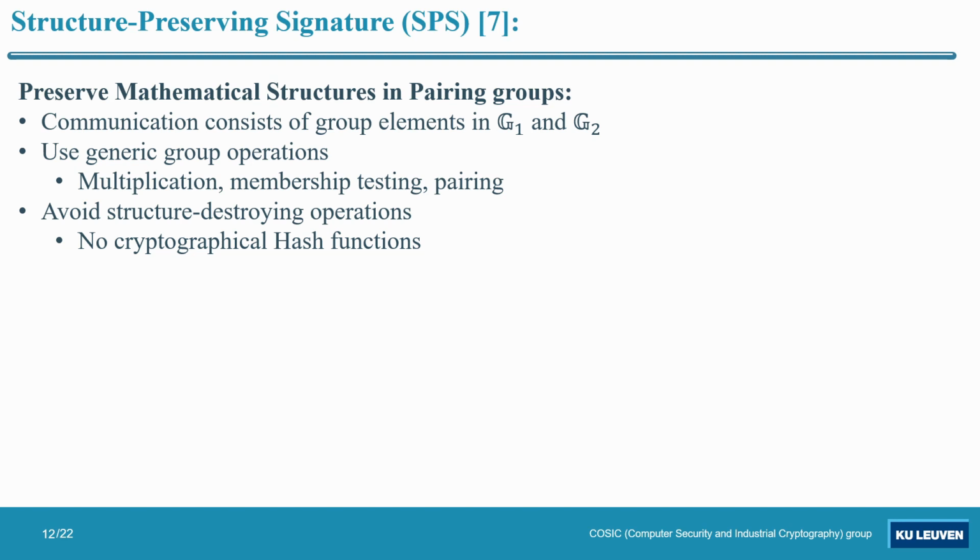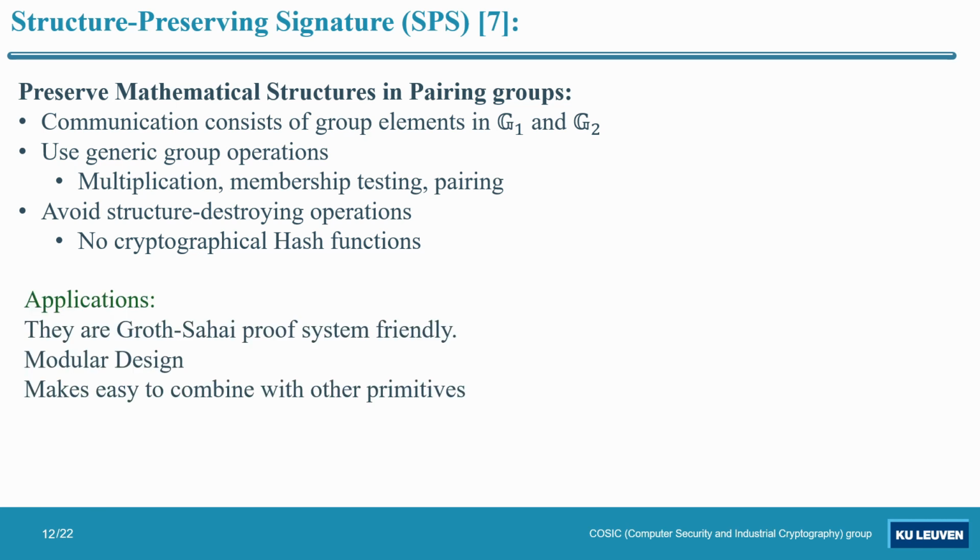Our second main building block is structure preserving signature schemes. They are exactly the same as the standard signature schemes, except for some extra requirements. In the pairing group setting, the communication and also the signature should only consist of elements in the base group. And also for the verification of the signature, we are allowed some generic group operations, including multiplication, membership testing, and pairing. This construction should avoid structure destroying operations like hash functions and some other primitives that are outside these requirements.